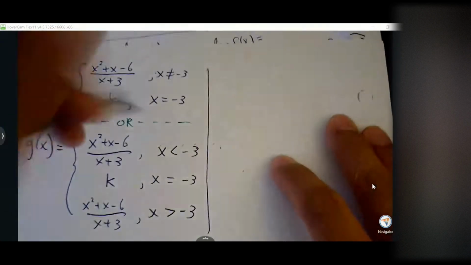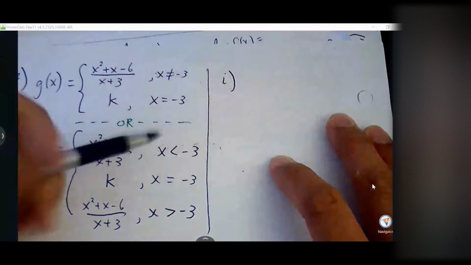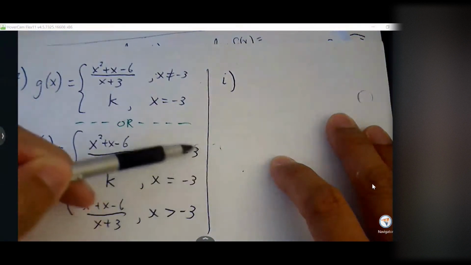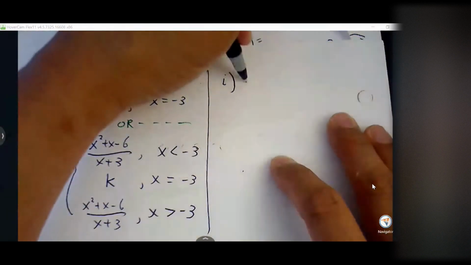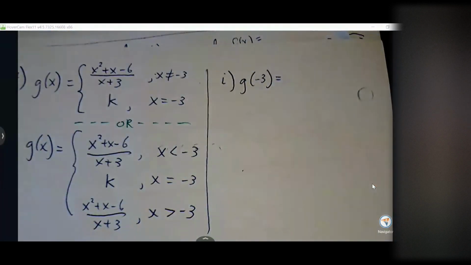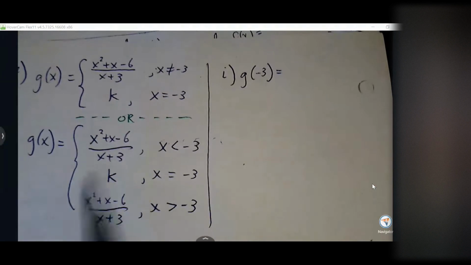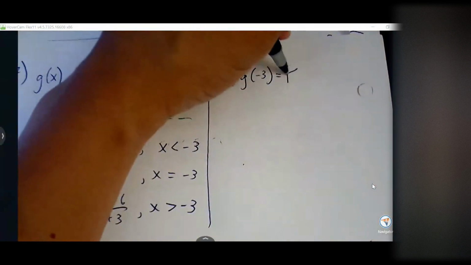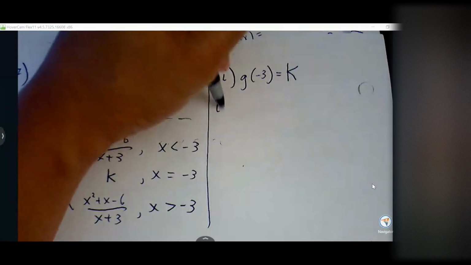First condition, does the point exist? We know that our c value is at -3. We ask ourselves what g of -3 is. And g of -3 is just equal to k, so we're just gathering information. We don't know what k is yet, but we're going to keep going.